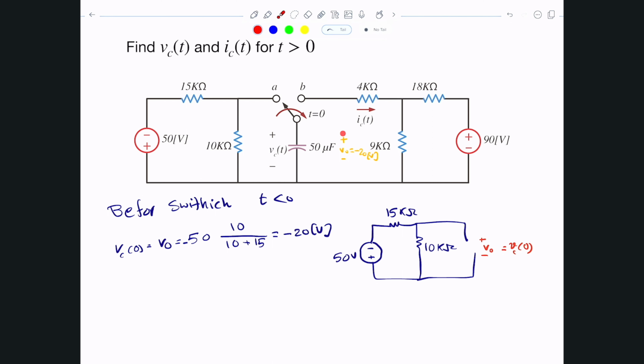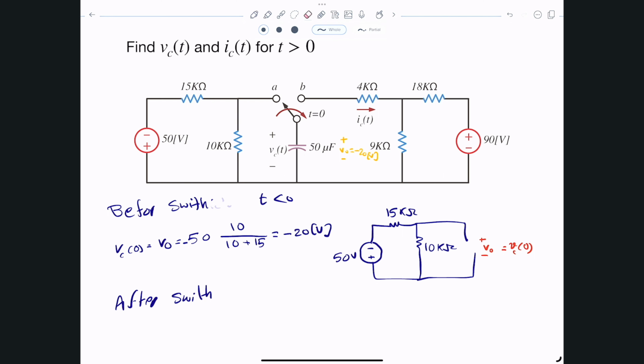Negative means that the actual positive voltage should be at the bottom, but we're going to keep it this way, just simpler. I made this assumption because this is the same direction as VC of t, and it'll make things a little bit easier. All right, so right after switching, what happens? After switching, this is the switching.